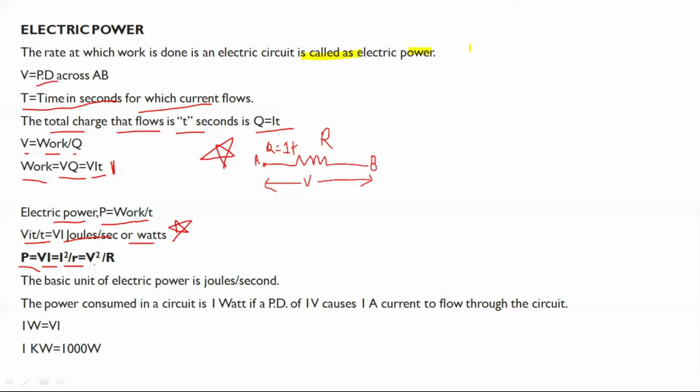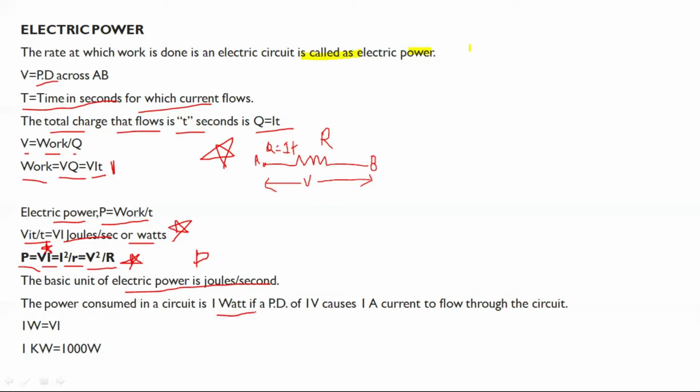So if we substitute instead of V, I into R, then it will become I squared R. And if we substitute I by V by R, then it becomes V squared by R. That means power can be expressed as VI is equal to I squared R is equal to V squared by R. The basic unit of electrical power is joules per second or 1 watt.